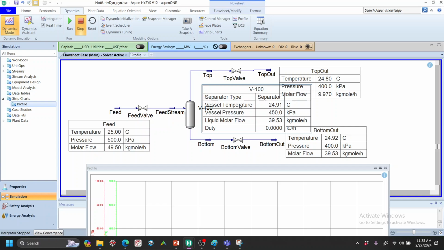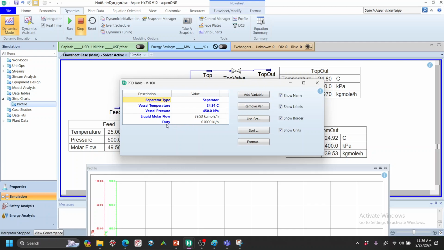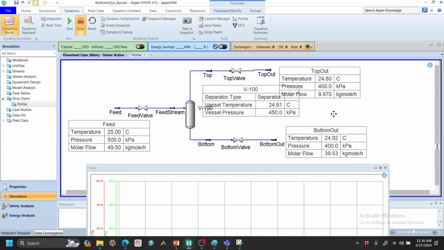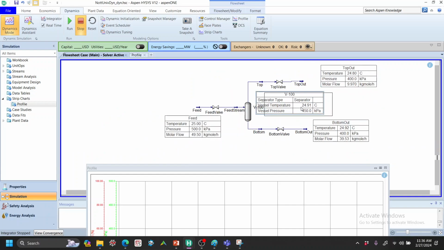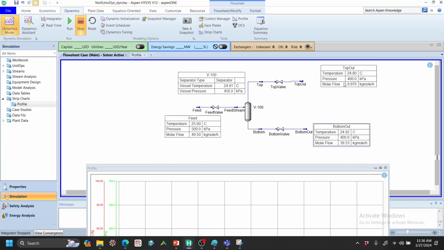This vessel, for example, if I want to modify that, just double click on that. I don't want to see the duty, so just remove molar flow, remove vessel pressure. I want to have it as a separate type, and then that's it. So I have this one, put it here, and that one, and save. So now I can see.